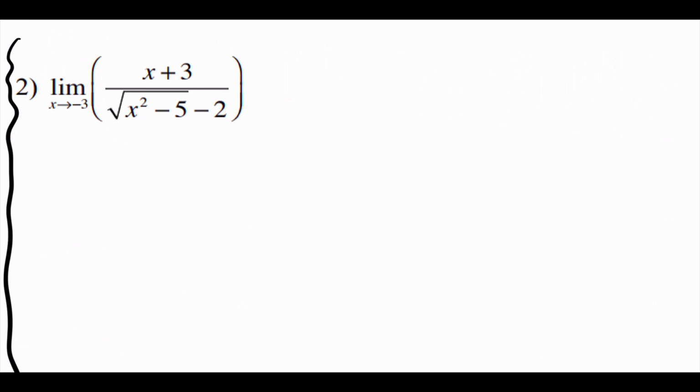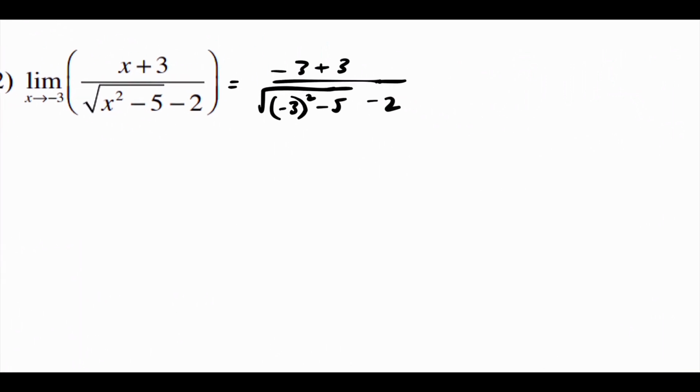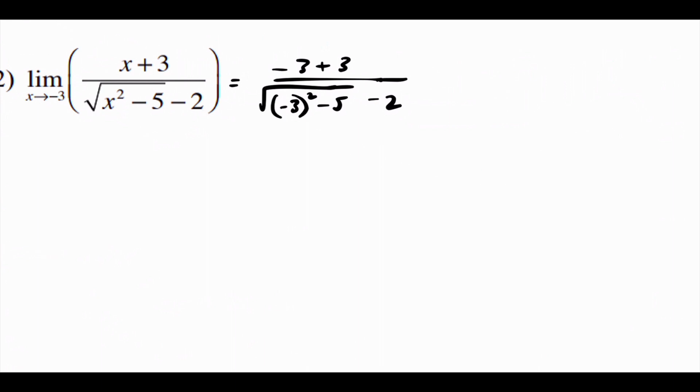Same thing. Let's plug in, sorry, -3 for this one. So -3 plus 3 on top. -3 squared minus 5 under the square root, and then a -2 on the outside. Order of operations.